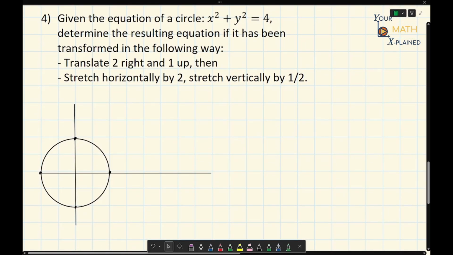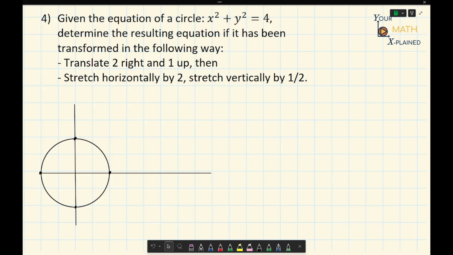Okay, and now we come to the last question of this video. For this question, we're given the equation of a circle. So notice that this is not a function. And we want to determine the resulting equation if we apply the following transformations. First of all, because it's not a function, and if you look at the transformations we're performing here, it is not in that prescribed order. So it's not in the order where you have to perform your expansions, compressions, and reflections before your translations. So this tells us that for this problem, we should tackle it using the replacement method.